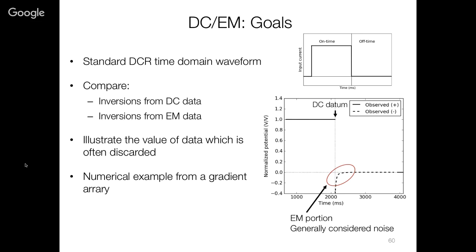In general, what is done these days is that information is thrown away, and you just use the late time data for your IP signal. So what this case history is going to do is take you through the steps of actually using data that is traditionally thrown away and showing, wait a minute, that stuff is actually really valuable. If I can record that, I can get some very useful information. So that has to do with DC and IP.